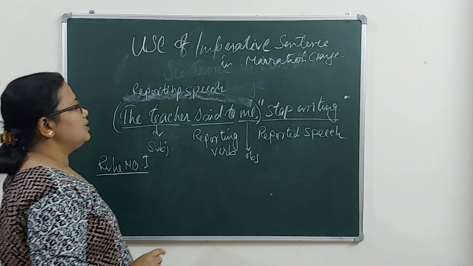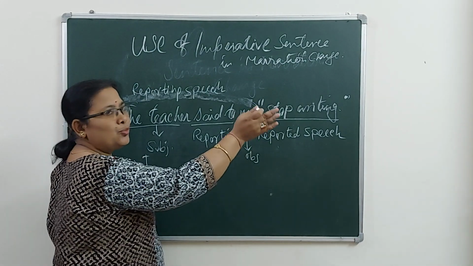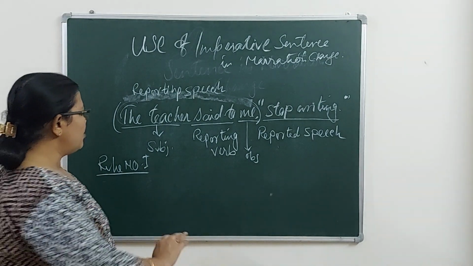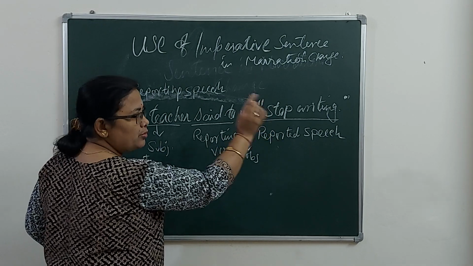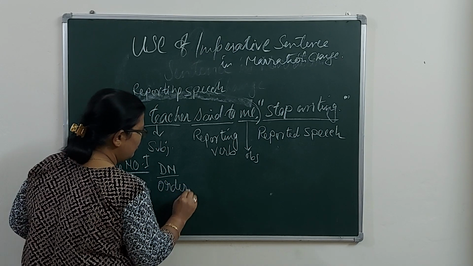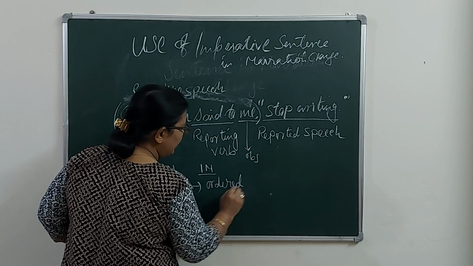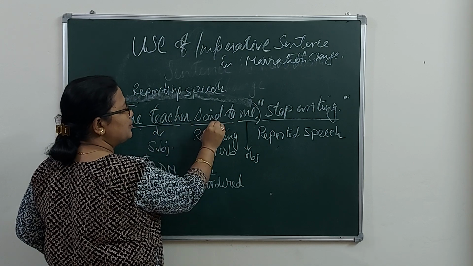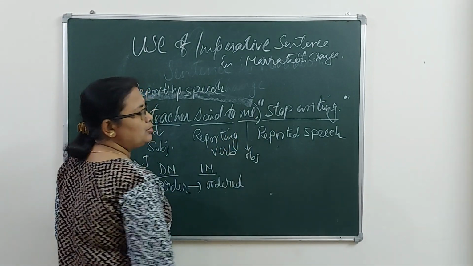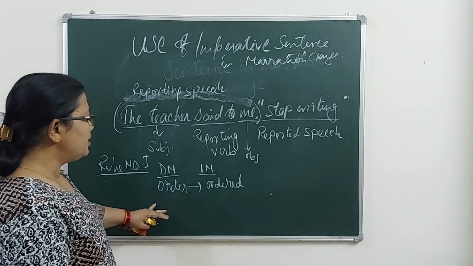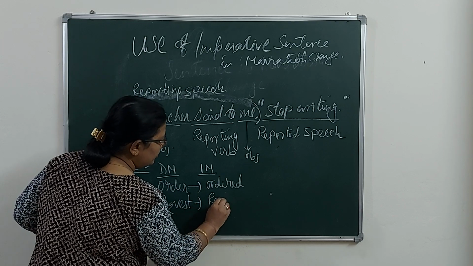Rule number 1 says that we can use order, advice, request according to the meaning or the mood of the sentence given in the reported speech. Now how to change? Suppose it is direct narration. In direct narration, the reported speech is given, and in which mood is it? Suppose it is in order mood. So in indirect narration, we have to make it ordered. Where to put it? Here. The teacher ordered. The teacher requested. The teacher advised. Clear? In this way, rule number 1 says, according to the mood and meaning of the reported speech in direct narration, we can use order, request or advice. Suppose it is request, it will be requested.